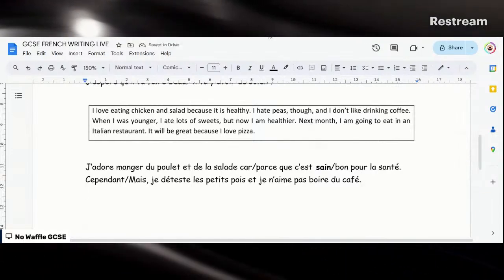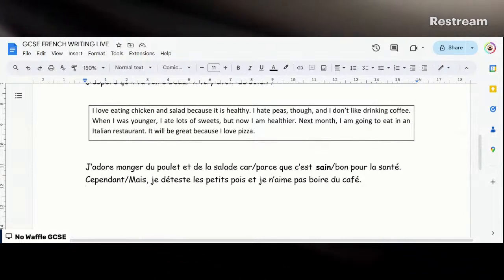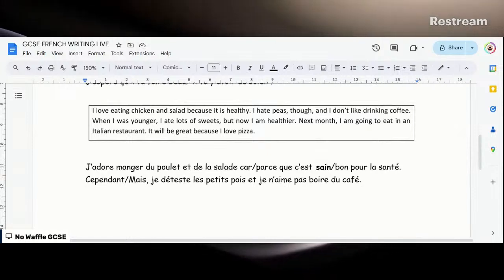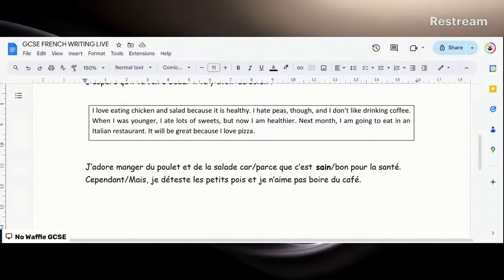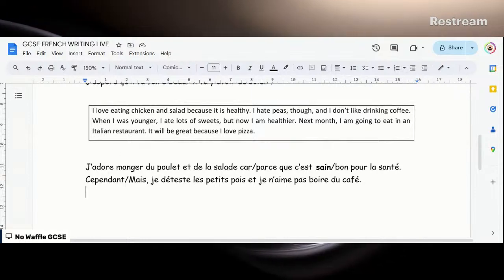When I was younger, so hopefully you guys should know this, quand j'étais plus jeune. And note, you can't just say quand j'étais jeune, when I was young, because they're saying when I was younger. So there's a sense of comparative there. So you have to make sure you're translating it as accurately as possible.